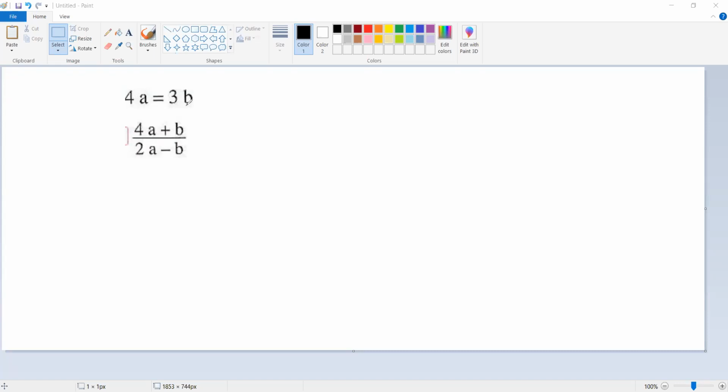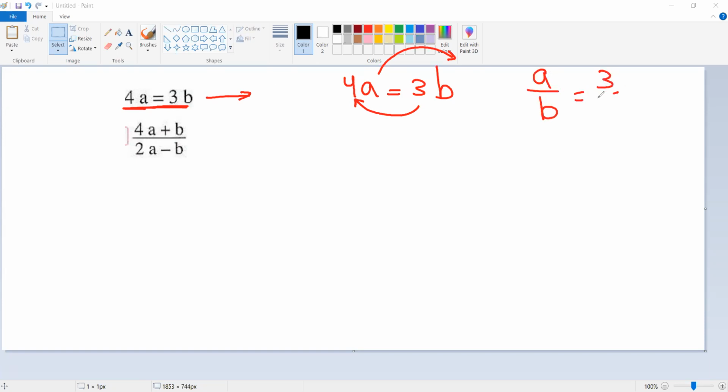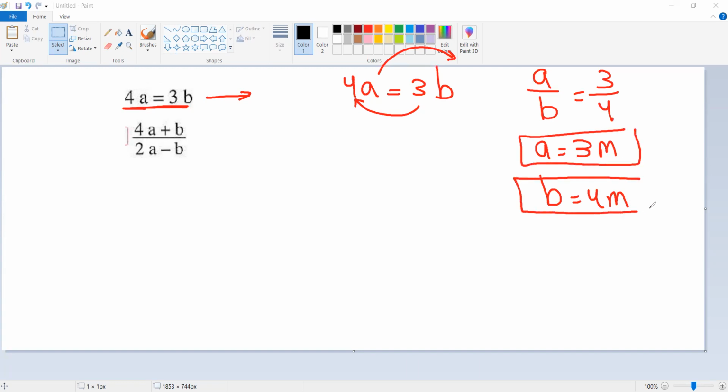Here 4a equals 3b. I want to get (4a plus b) over (2a minus b). First of all, 4a equals 3b. A over b equals what? A over b is equal to 3 over 4. So a is 3 and b is 4? No. A in this case is a ratio. So a is 3m and b is 4m. Are you with me? A is 3m and b is 4m.